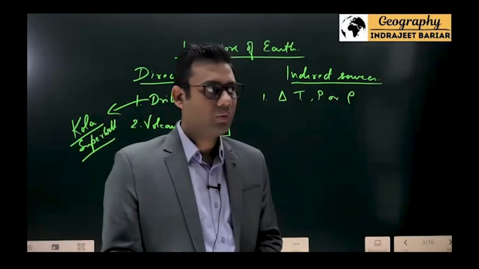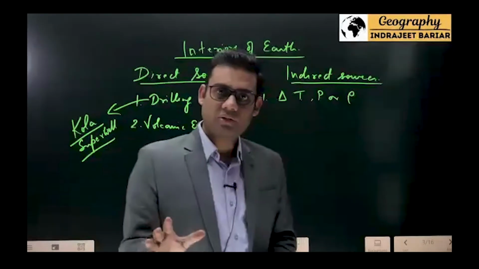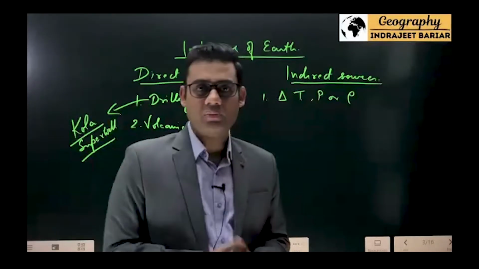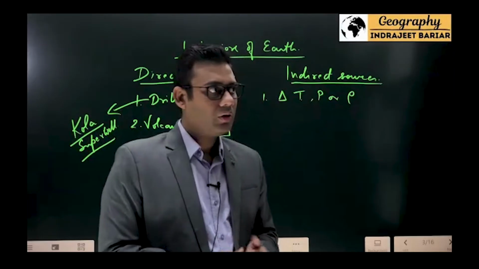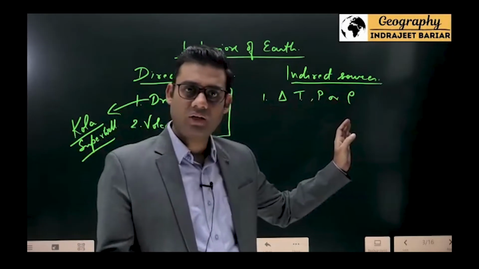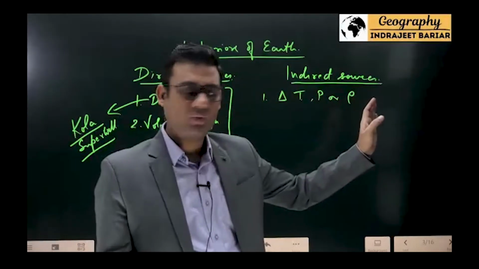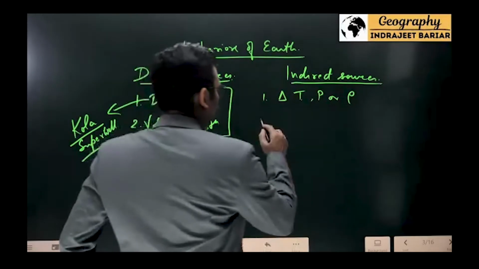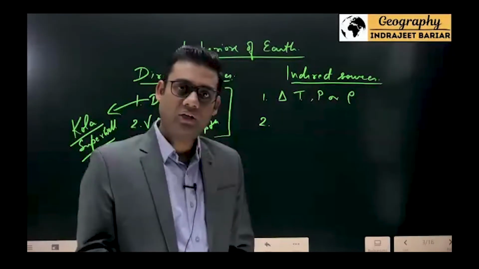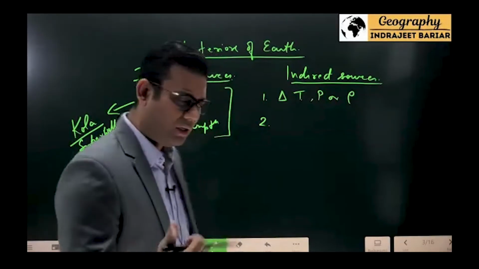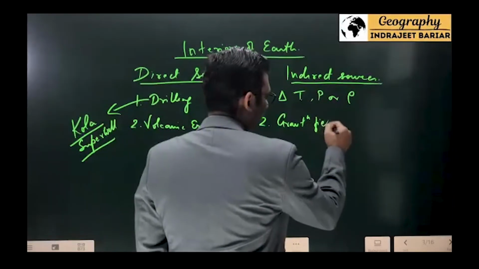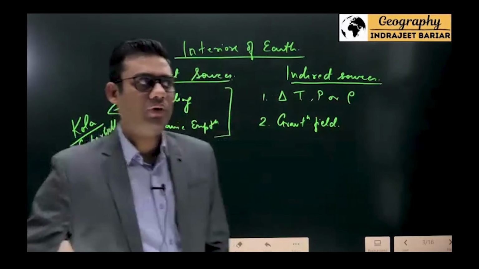But that would be purely done on paper. You have no direct observed data with respect to that. So this is where on paper you can calculate the conditions of the interiors. That's one thing of the indirect sources. Apart from that, the other one being the different parameters related to the Earth's interior, which may include, take for instance, the gravitational field. The study of gravitational field.